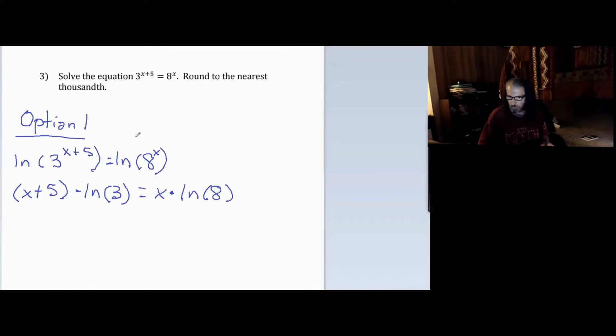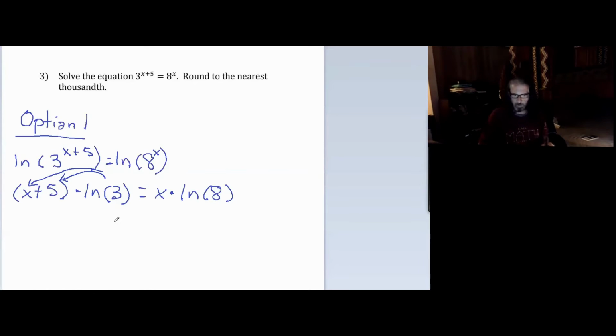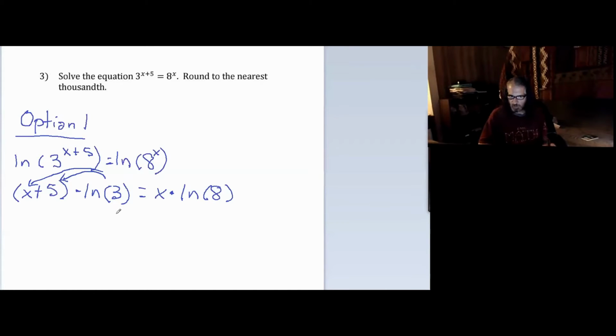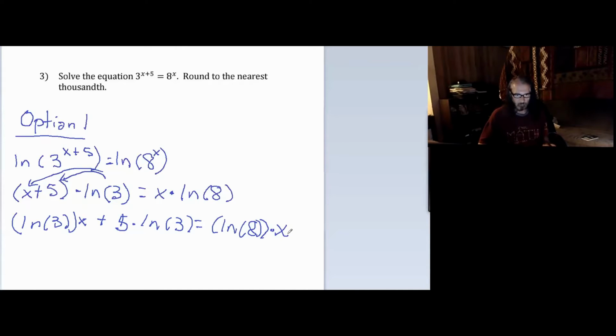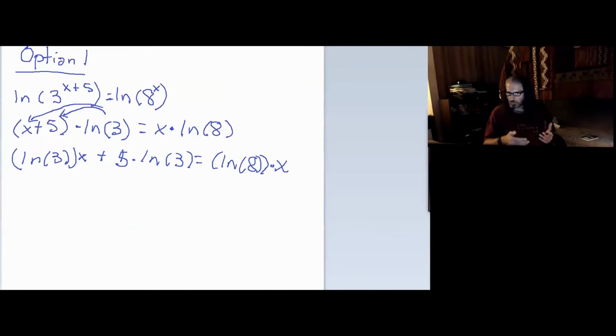Usually what we see being done is distributing that number. Natural log of a number is a number, as long as it's within the domain. So some number that we're just writing as natural log of 3, it's going to get distributed to the x plus 5. Now, to a lot of people, that starts to look pretty messy. Well, if you just remember, natural log of 3 and natural log of 8 are just numbers. Let's get the terms with x together on one side and terms without x on the other.